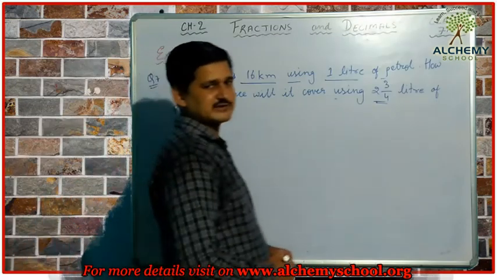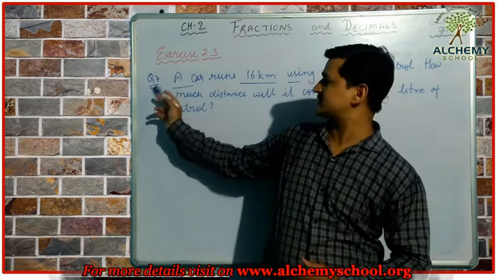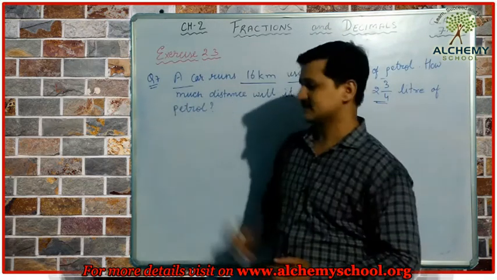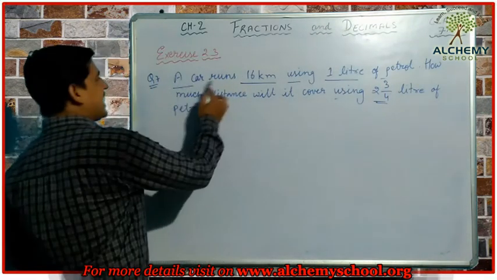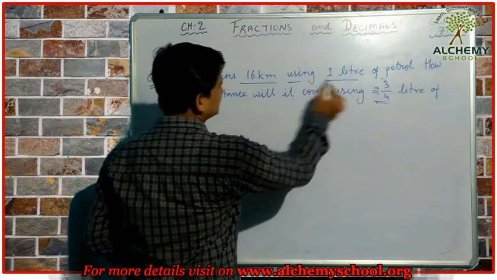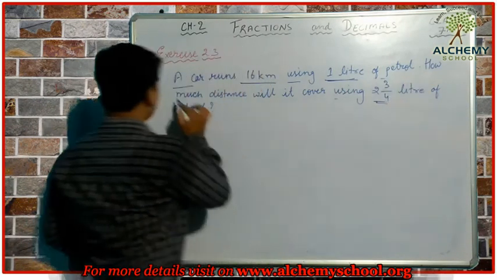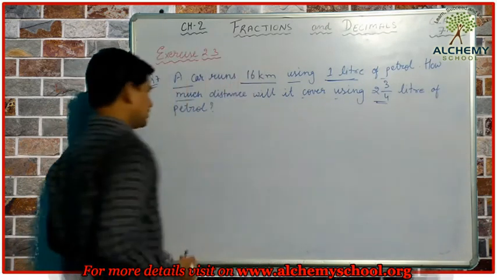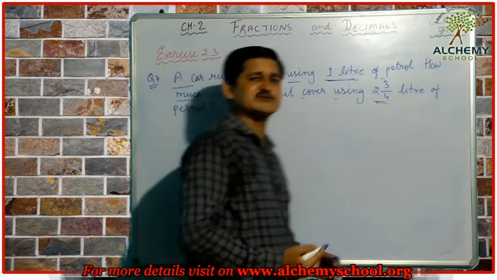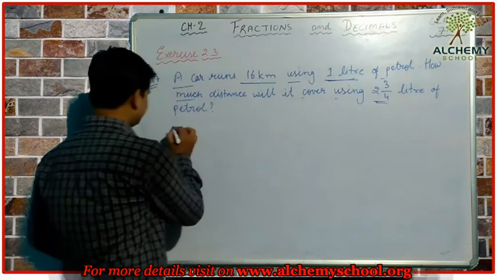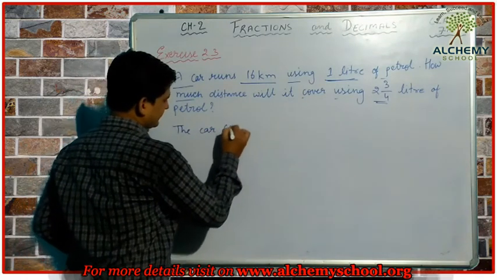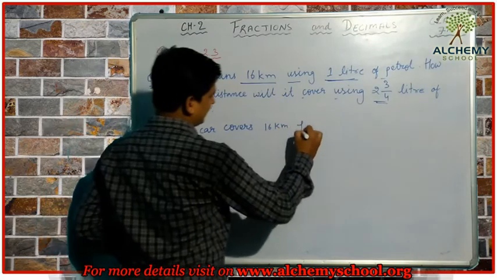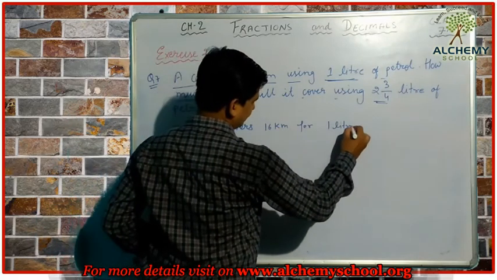So now the next question that we are going to see here is question number 7 of exercise 2.3. So let's see what is given in question number 7. A car runs 16 km using 1 liter of petrol. How much distance will it cover using 2 and 3 upon 4 liter of petrol? So first of all we have to find the information which is given here. The first information is the car covers 16 km for 1 liter of petrol.